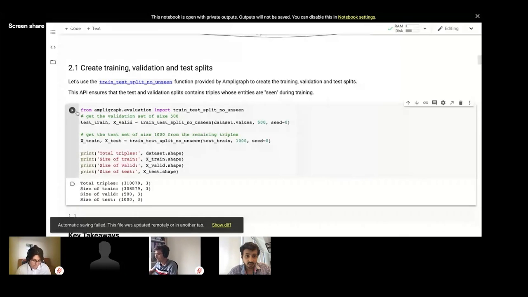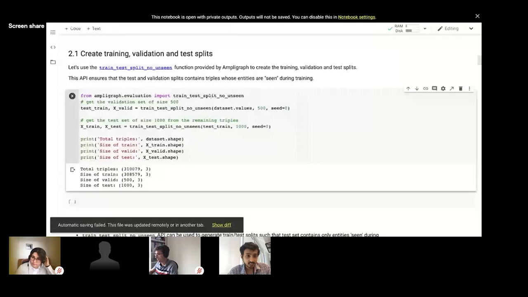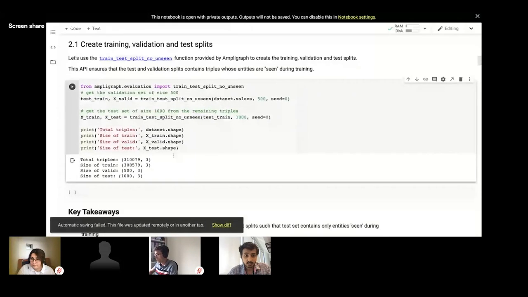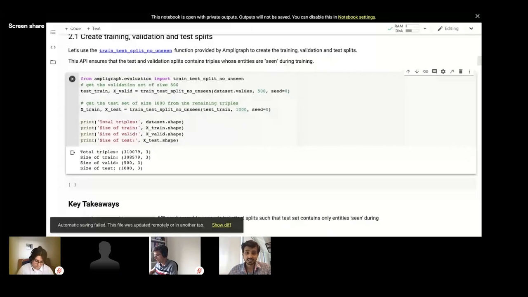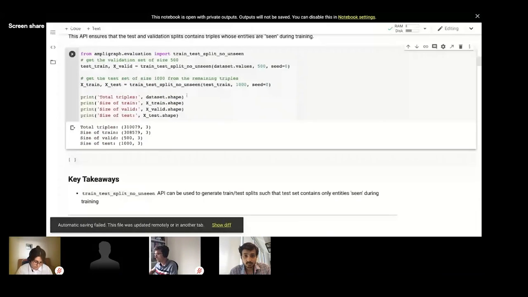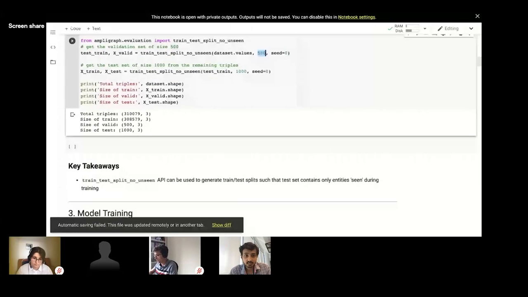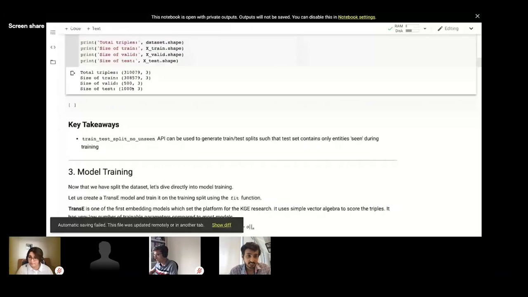AmpliGraph provides a method called train_test_split_no_unseen, under ampligraph.evaluation, which generates the test set by splitting the dataset into multiple parts. We use this function specifically because we need the test set to contain only entities that were seen during training. If an unseen entity occurs, you might not have trained on it, so you won't have an embedding for it. Just like in any standard NLP task, you need to have seen entities when you are evaluating. That's why we use this API. Here we are saying: use this dataset, give me 500 triples in the validation set and 1,000 in the test set, and the rest are put in train. Ultimately, these are the sizes of our datasets.